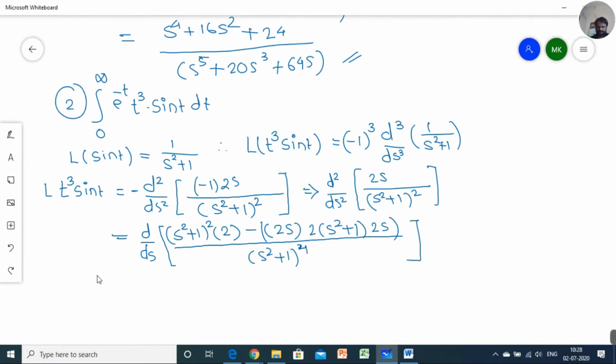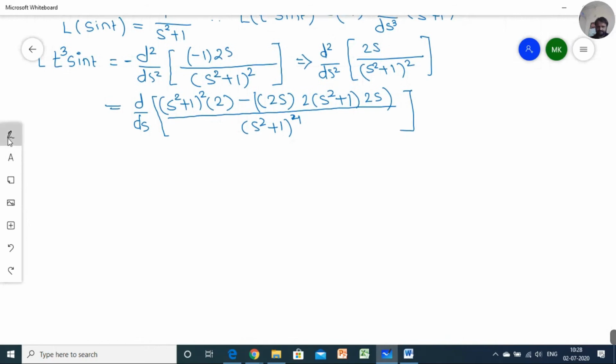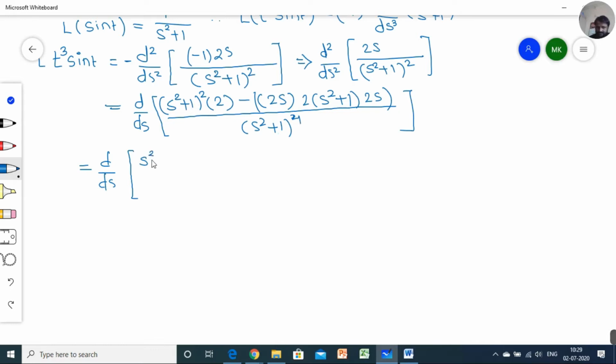Now see, we can take s square plus 1 as a common factor, and we cancel this power 4, so that we will get d by ds. If we take s square plus 1 common from here and from here, and eliminate this part, then this part will become a cube, and here only s square plus 1 will remain.